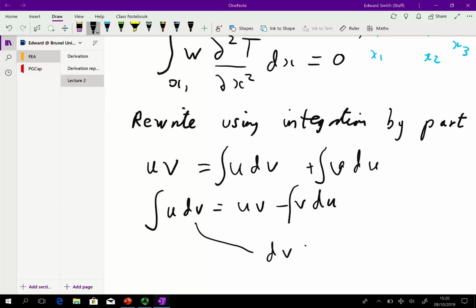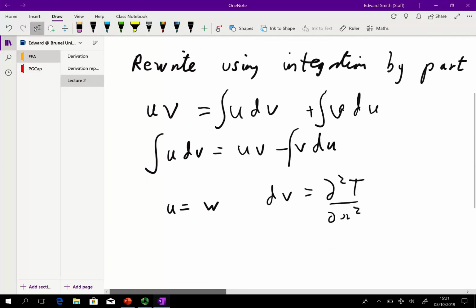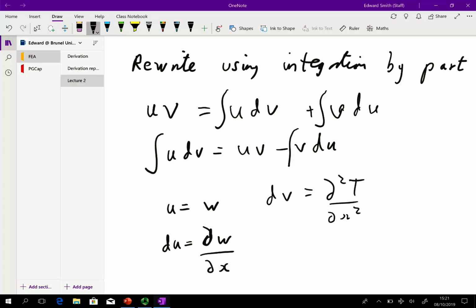In our particular case, we're going to choose dv to be equal to d2t by dx squared. Our u is just going to be equal to w. So this is just taking from the equation up here. And then all we do is we differentiate u to get dw by dx, and we integrate v, which just gives us dt by dx. So essentially just integration by parts. Anyone never seen this before? Completely horrified? Okay, good.